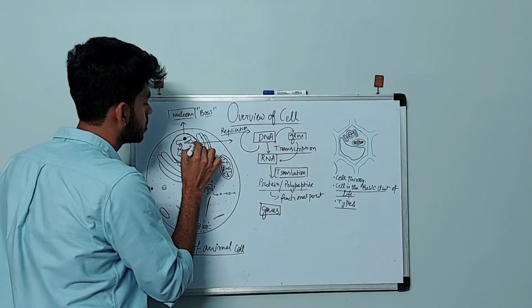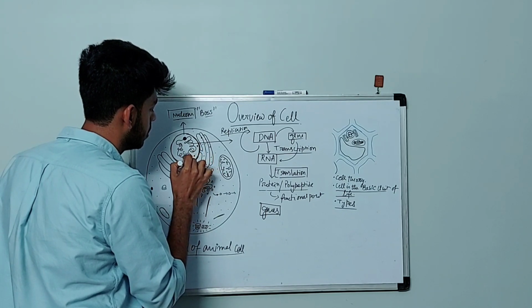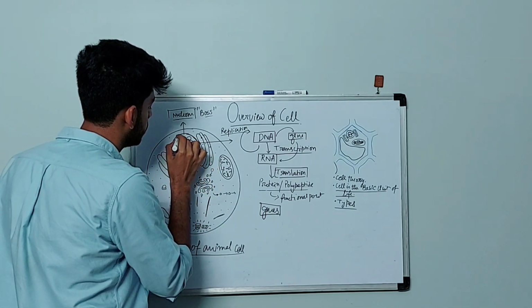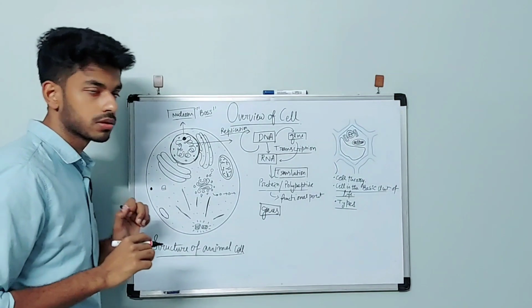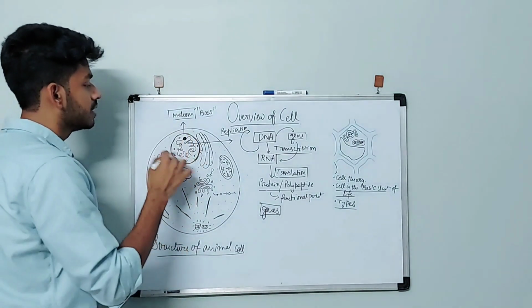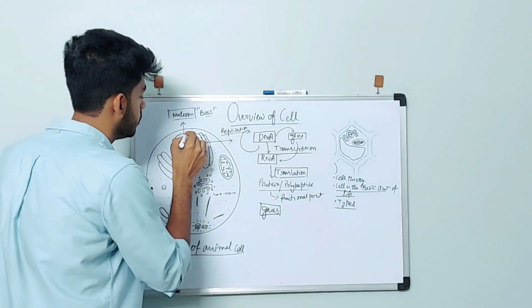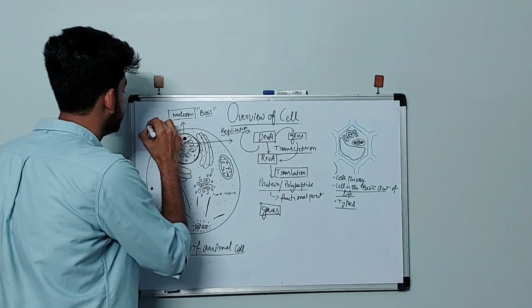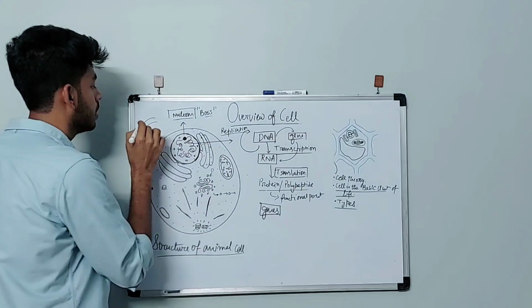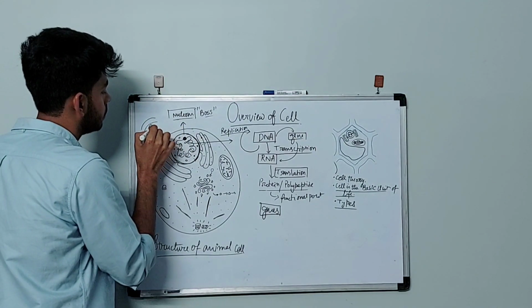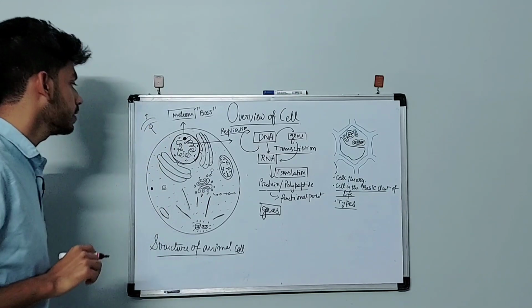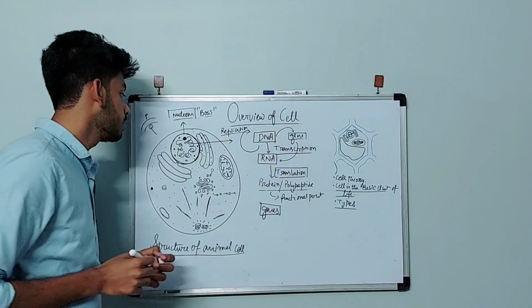There are some pores in the nucleus. Those we can call nuclear pores. The nucleus is a double membrane structure, meaning it has two membranes. One membrane is here, another membrane is here. Here will be a pore that will lead to the outside. So this is the structure of the nucleus.